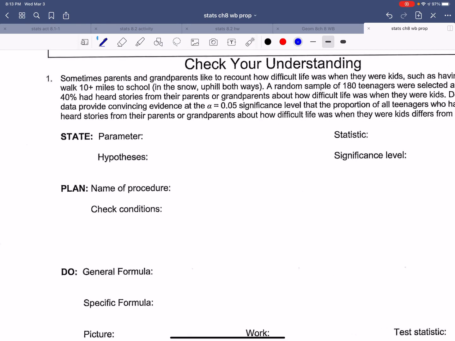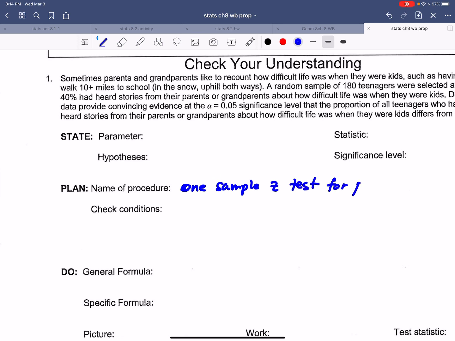The name of this badge or procedure is called a one-sample z-test for P. Okay, so a one-sample z-test for P. Write that in.